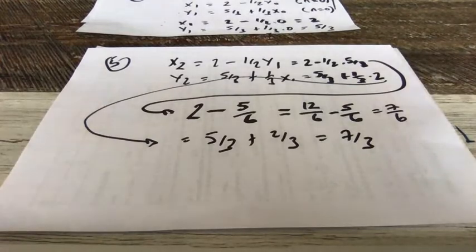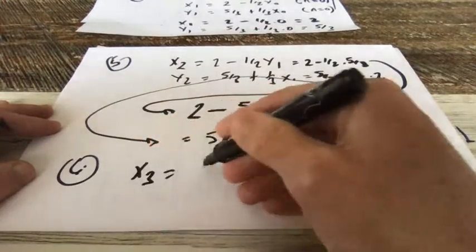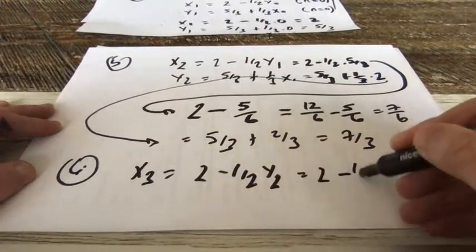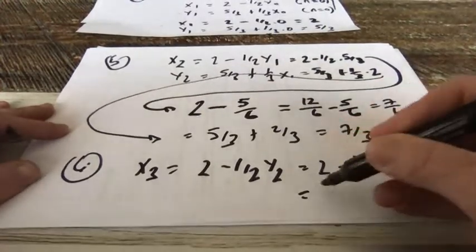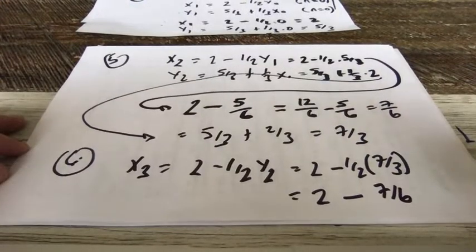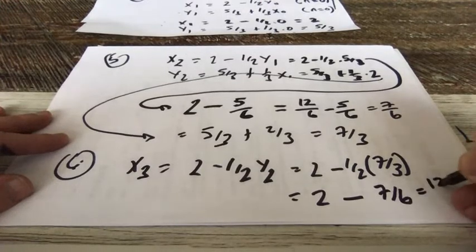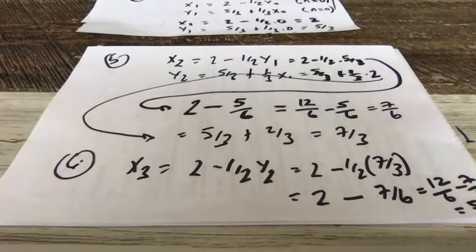And let's just do 3 iterations. Let's get x3 and y3, and then we'll stop, and we'll continue this next time. Then x3 is 2 minus a half of y2, which in this case is 2 minus a half by 7 over 3, because that's the value for y2. So that's 2 minus 7 over 6, which is 12 over 6 minus 7 over 6, which I think, folks, is 5 over 6. That's your value for x3.